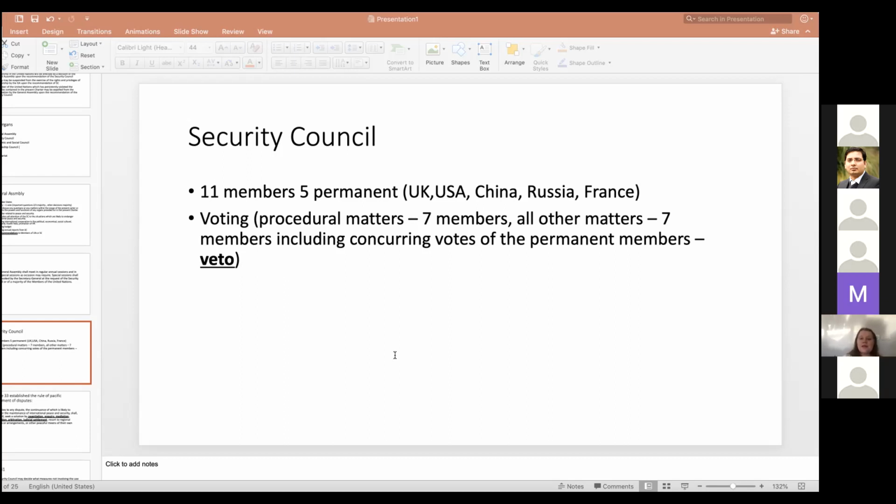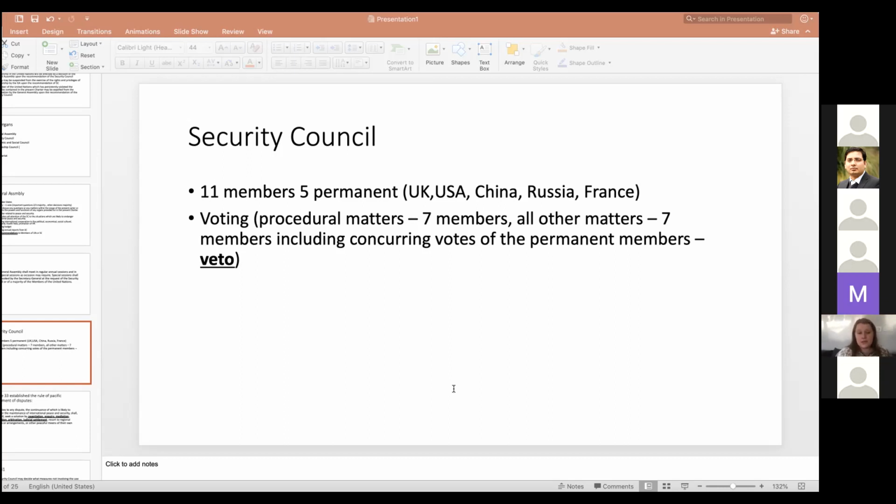The problem is that the question of how to distinguish between procedural and non-procedural matters has also been highly controversial. What is a procedural matter? It's also subject to a veto. So this so-called double veto is a formidable barrier to the efficient work of the Security Council. Because of the existence of the veto, this article is one of the most criticized articles.